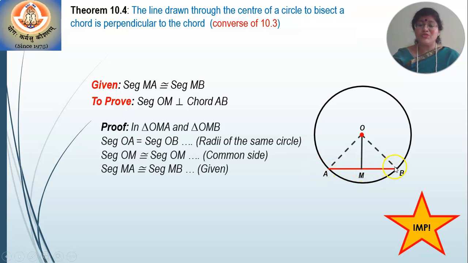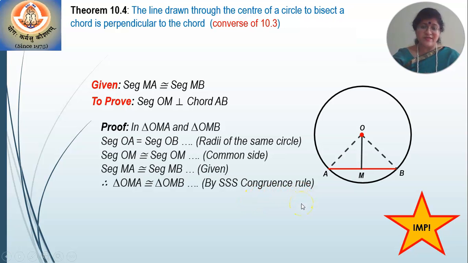So OM is a common side, and then you have what is given. MA is congruent to MB. It is already mentioned. So the 3 sides of one triangle are congruent to the corresponding 3 sides of another triangle. Therefore, the two triangles will be congruent by SSS congruence rule. Students, you have learned the test of congruency in 7th standard. So triangle OMA is congruent to triangle OMB by SSS congruence rule.